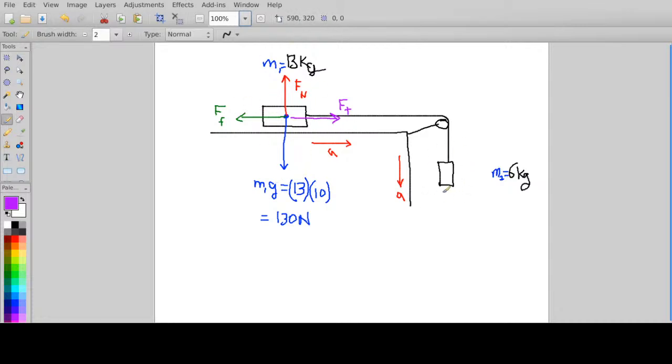Okay, so what about the forces on the 6 kilograms? So this is a separate free body diagram, all right, and there are two forces. There's a force down like this, gravity, and this one is m2g, like that. All right, and that's going to be 6 kilograms multiplied by 10 meters per second squared, and that gives you 60 newtons, like that, for the weight of the box. All right, and there's the force of gravity on it.